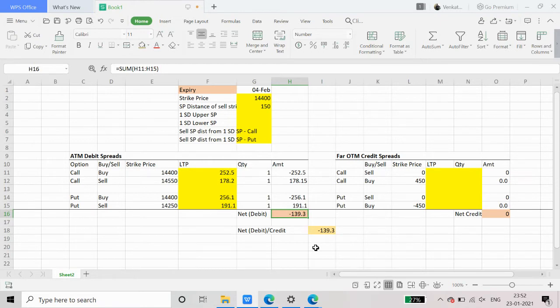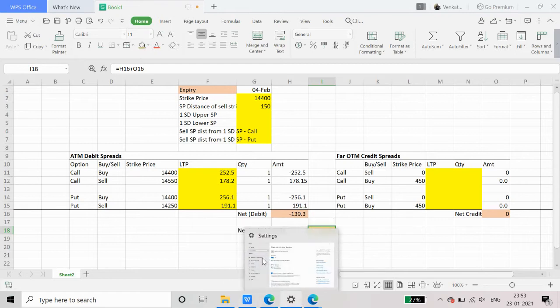So now what we do is we try and sell far out of the money credit spreads so that the net debit to credit should be as close to zero as possible. But what far out of the money credit spreads do we usually sell? So the way I do it is that my sell strikes would be at least 100 to 150 points away from the one standard deviation strikes.